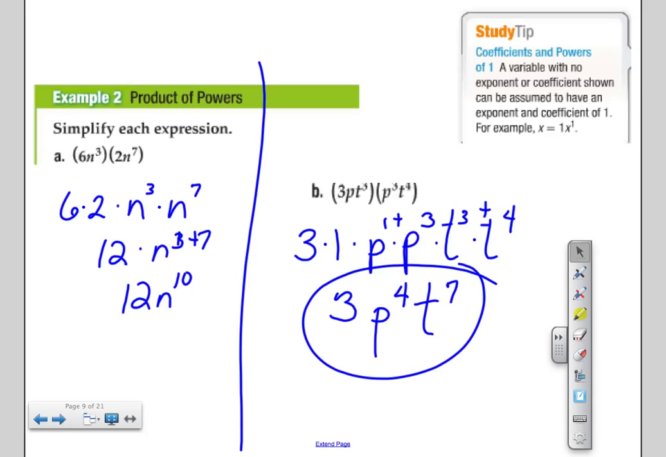Then it's simplified. What's our study tip up here? A variable with no exponent or coefficient can be assumed to have an exponent and a coefficient of 1. So, for instance, that's what we were talking about with that p right here, right? It has an exponent of 1 and a coefficient of 1.